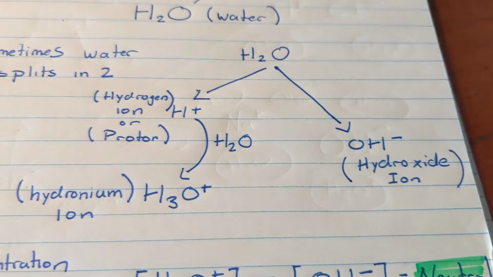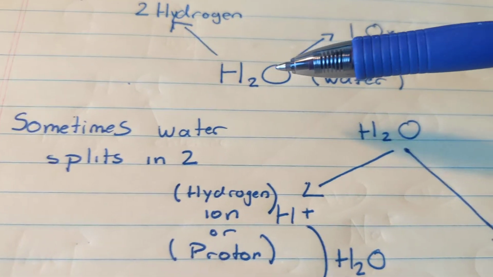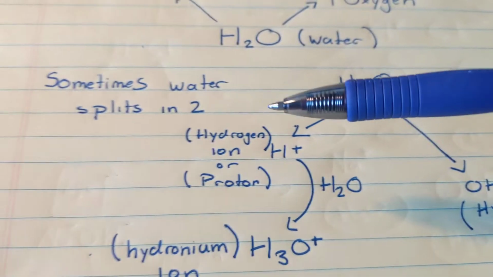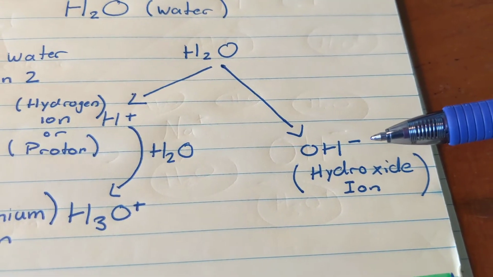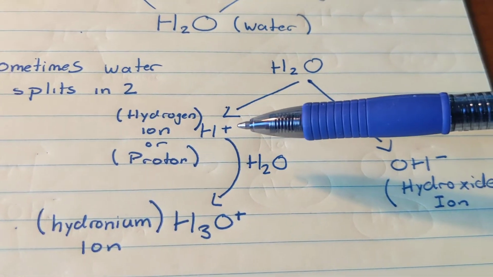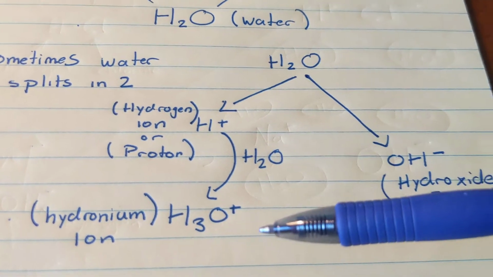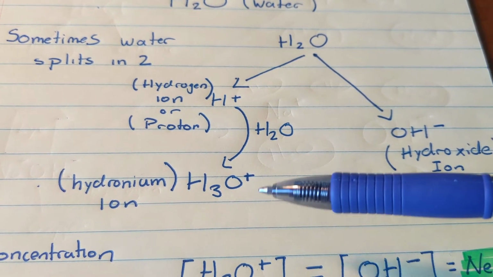So we started off with water having a formula of H2O. Water sometimes splits up into 2 pieces, one of them being the hydroxide ion, OH-. The other, H+, which combines with water to create hydronium ions, or H3O+.